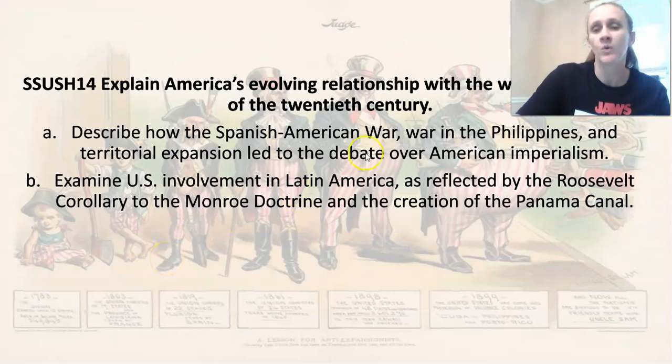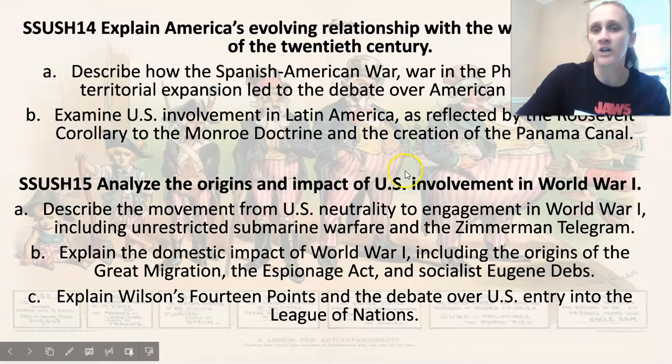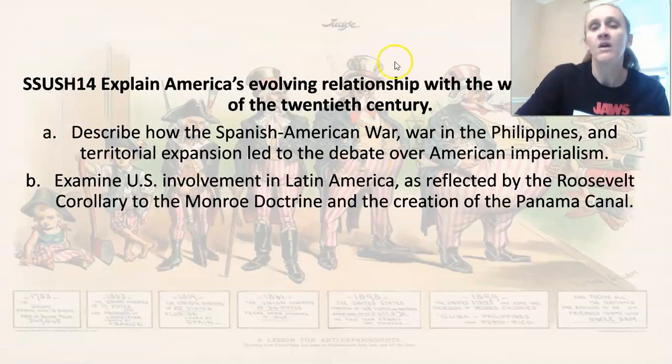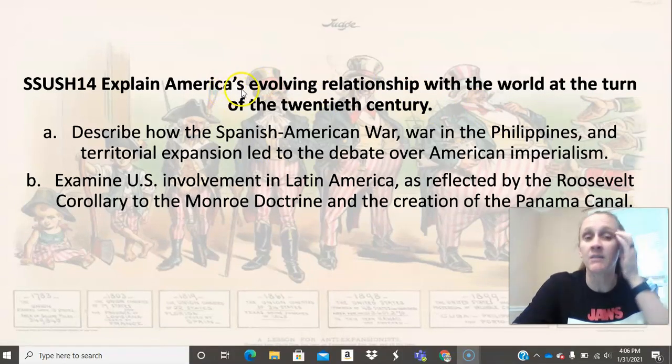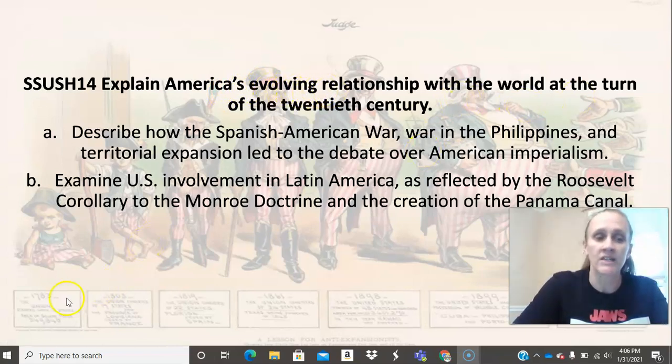So, here are the standards we're going to cover, okay? And we'll talk about those as we get to each of them. But we're going to start with Standard 14. And Standard 14 talks about explaining America's relationship with the world at the turn of the 20th century.